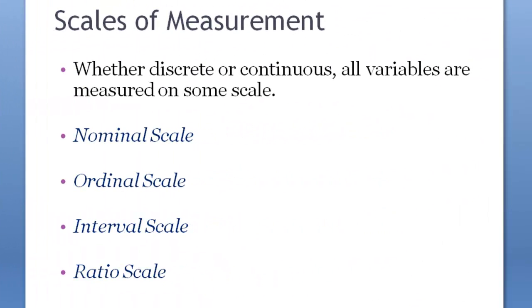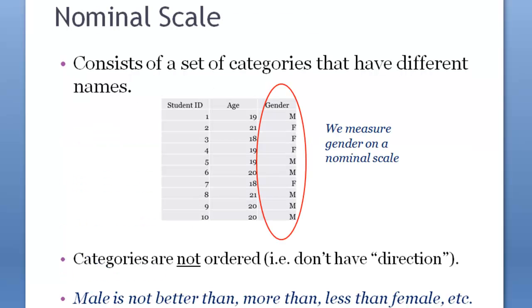Scales of measurement. I had a little bit of a difficult time understanding this, but now I think I got it. We're going to talk about 4 different scales: nominal scale, ordinal scale, interval scale, and ratio scale. Let's look at each of these individually.